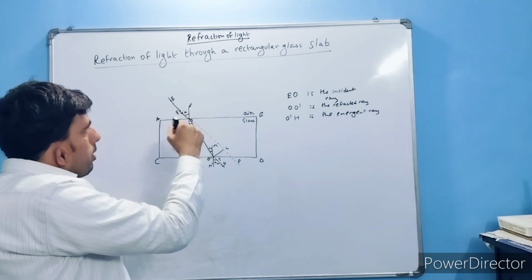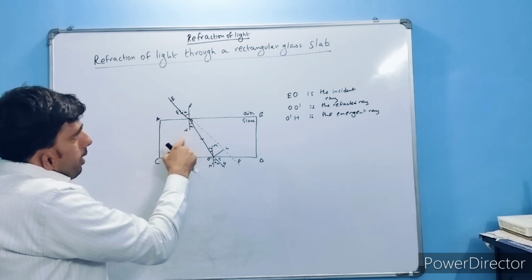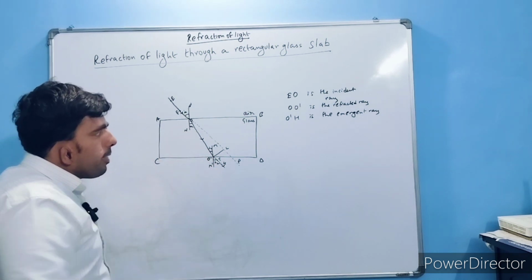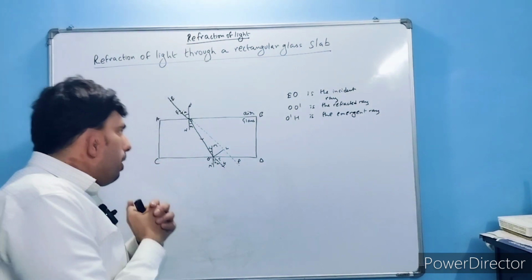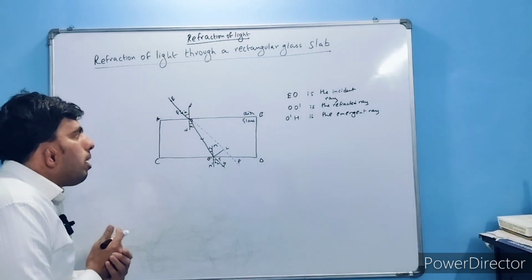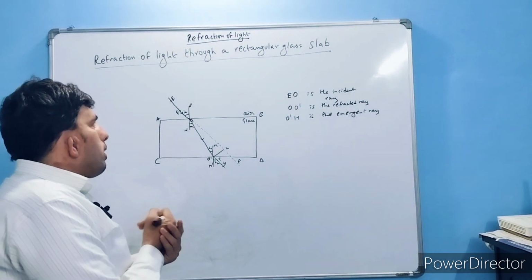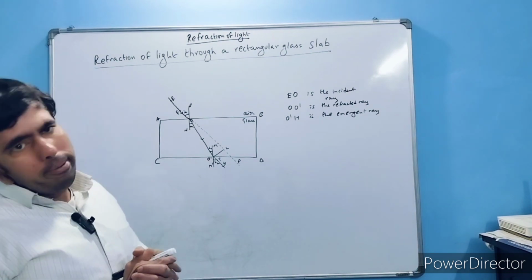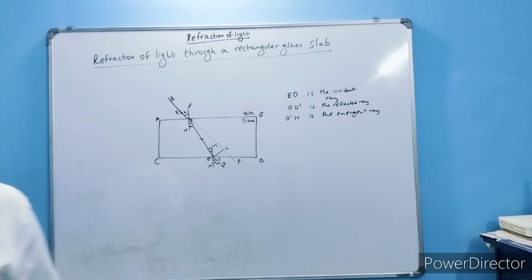We can also compare their angles. I1 is the incident angle, R1 is the refracted angle, and I2 and R2 are the incident and refracted angles here. They are different, as we can compare them, by the extent to which the ray bends. So that is what happens in refraction.